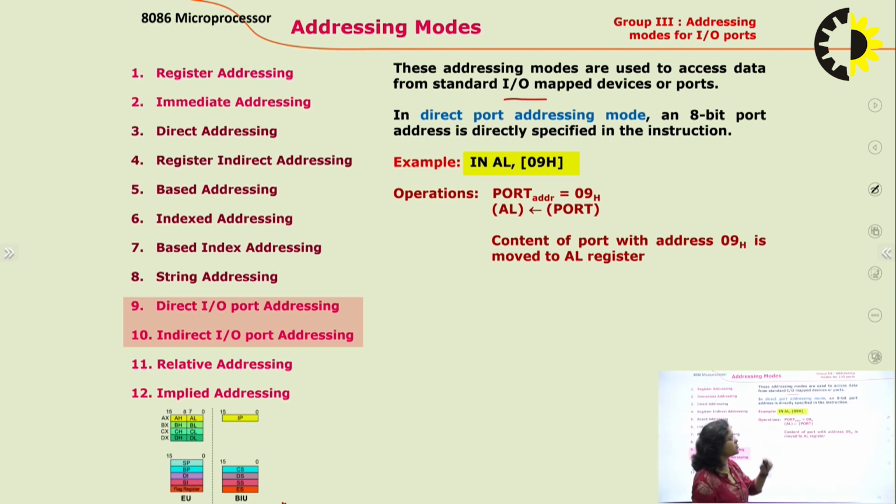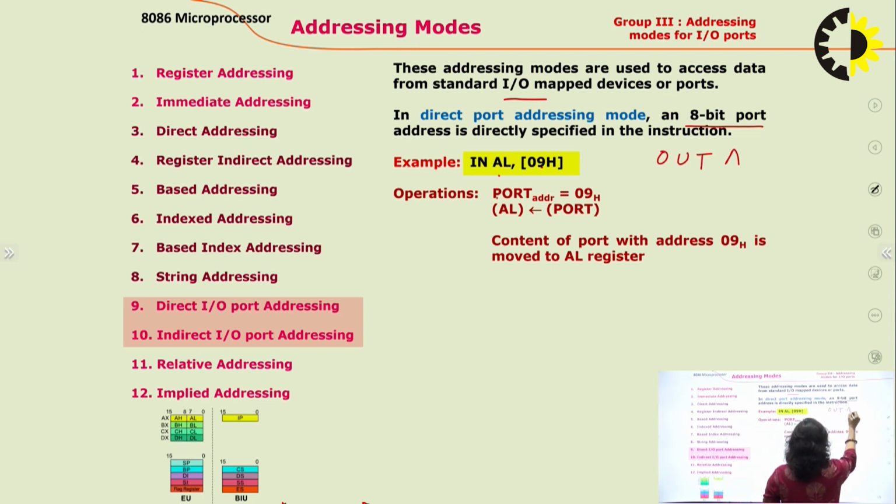In case of direct addressing mode, only 2 to the power 8 IOs can be accessed through instruction, and the 8-bit address is directly specified in the instruction. For example, in case of IN AL, 09, 09 is the address of IO port. The value of this IO port address is copied to AL. Similarly, if it is OUT 09, AL, then the value of AL is copied to the address 09.